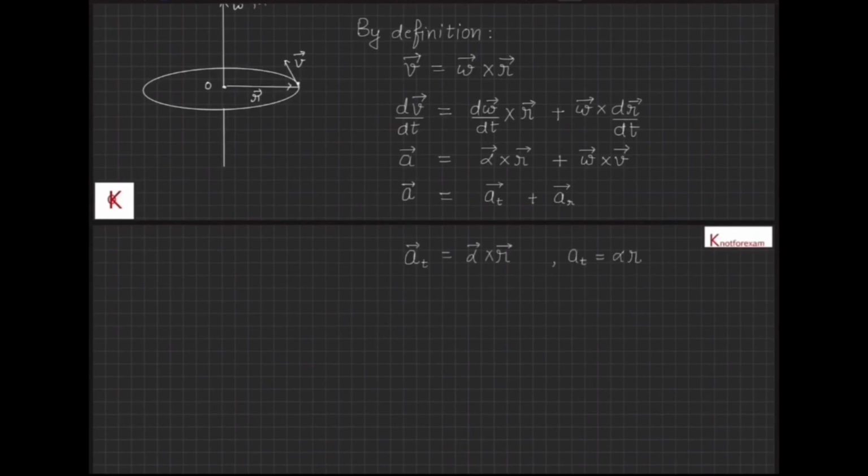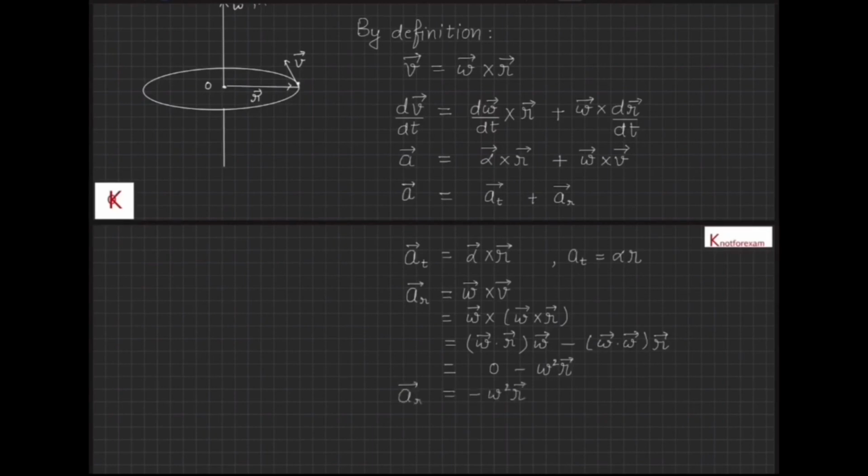Also, radial acceleration vector will be equal to omega vector cross v vector, that is equal to omega vector cross (omega vector cross r vector), that is omega vector dot r vector times omega vector minus omega vector dot omega vector times r vector. Since omega vector is perpendicular to r vector, the first term in this expression will be 0 and the second term will be minus omega square r vector. You can see that ar vector is in the direction of minus r vector, that is towards the center. Its magnitude is omega square r, and it is also called centripetal acceleration.